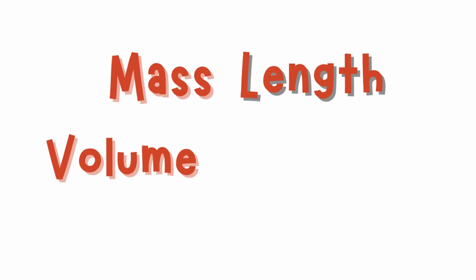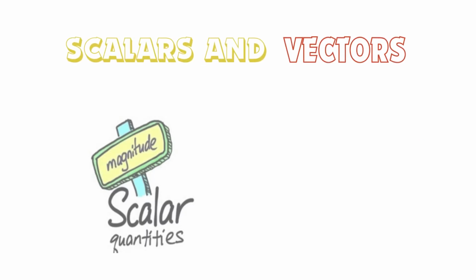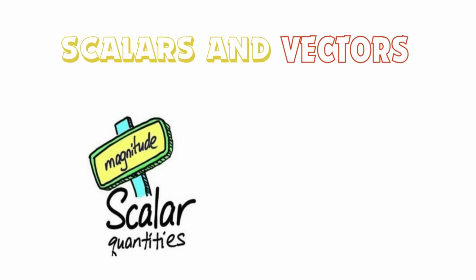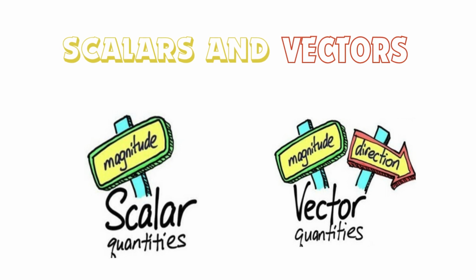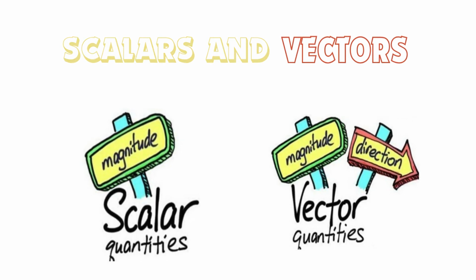In physics, we come across various quantities such as mass, length, volume, density, speed, and force. We divide them into scalars and vectors. A physical quantity which can be completely described by its magnitude is called a scalar, while a vector is described by magnitude along with its direction. It would be meaningless to describe vectors without direction.